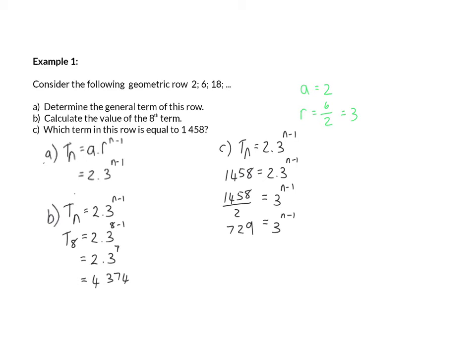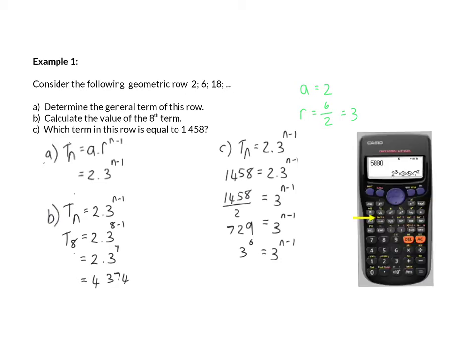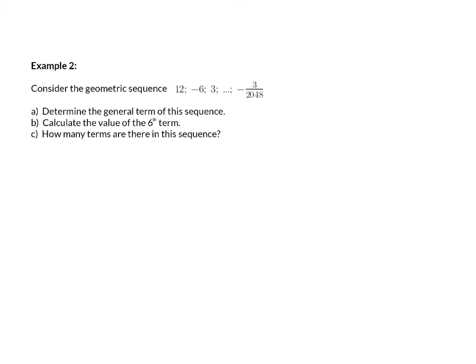Now, because n is in the exponent, we need to get the bases on each side the same. So the base number on the right is 3. So we are going to rewrite 729 as 3 to the power of 6. If you did not know that, you can always use your calculator's factor button. Now we can say that the exponent on the left has to be the same as the exponent on the right. And that means that n is 6 plus 1. And n will then be 7.